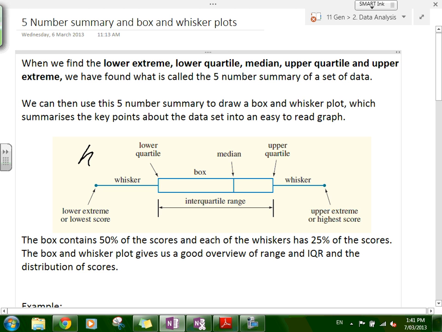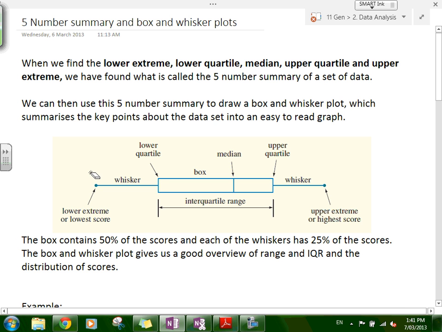So, the five number summary is what we're talking about. When you find the three quartiles, the lower quartile, the median, and the upper quartile, and when you find the upper extreme, the highest score, and the lower extreme, which is the lowest score, then we have five numbers, which is called the five number summary.